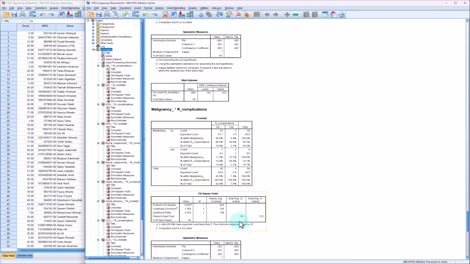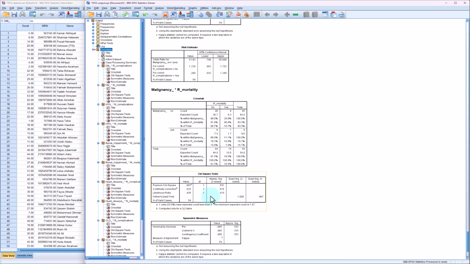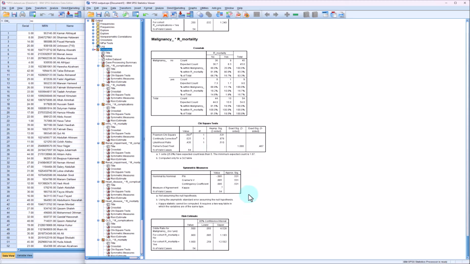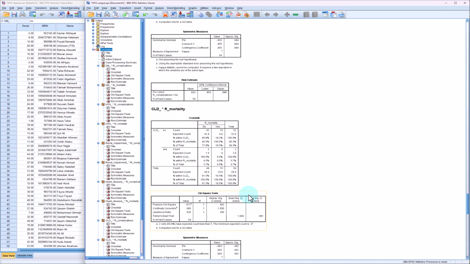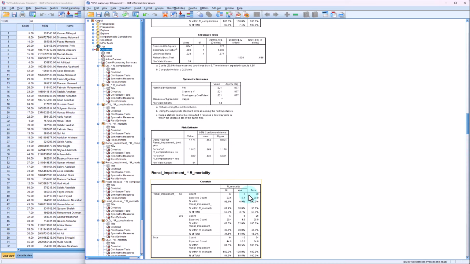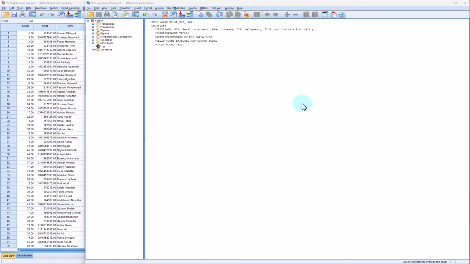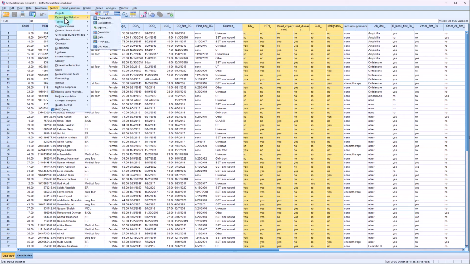Malignancy and complications, not associated. Malignancy and mortality is again not associated. Malignancy and mortality should have been associated anyway. So we got two important findings here: those who had renal impairment and those who had heart diseases had a higher percentage of deaths, or in other words, deaths in group B streptococcus septicemia patients were significantly associated with renal disease and heart disease.